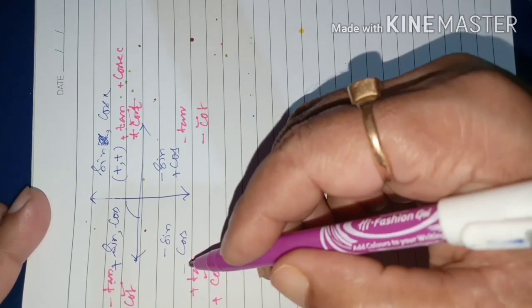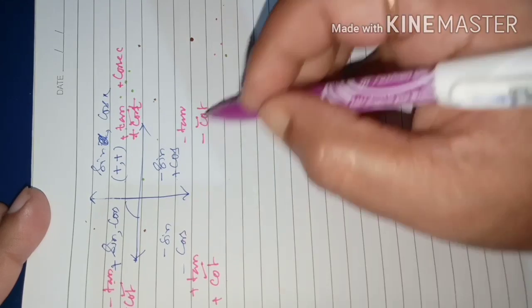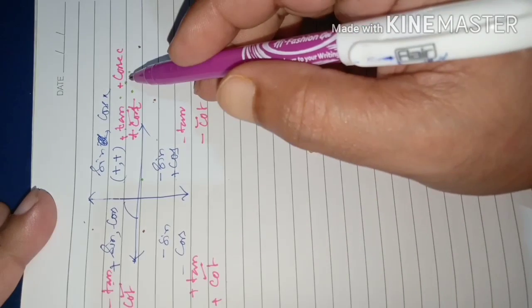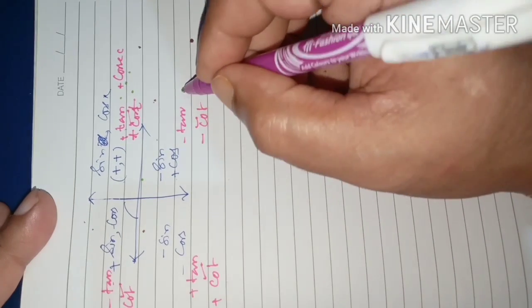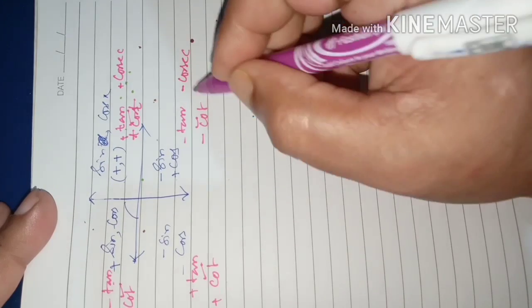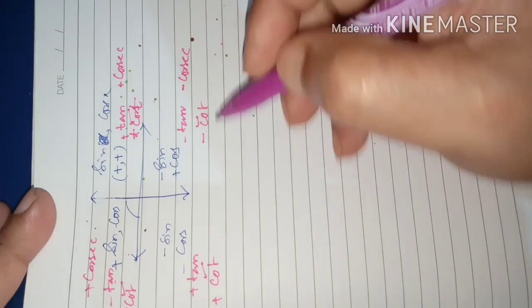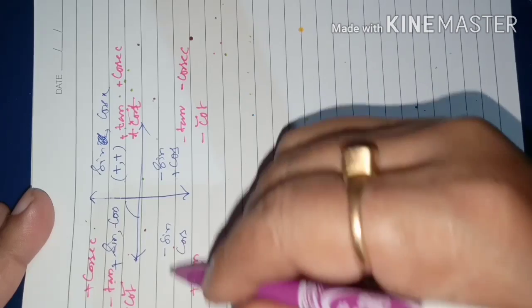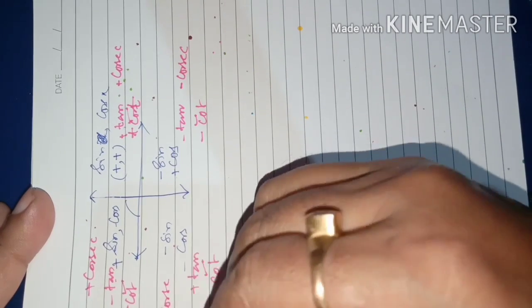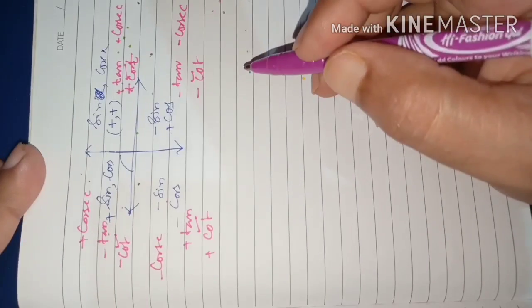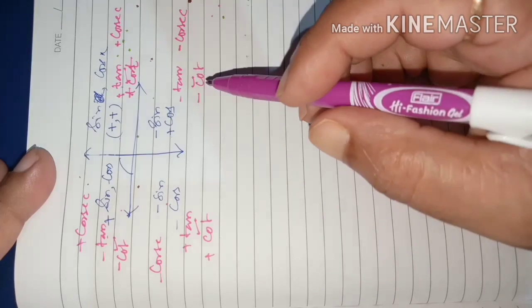because cosec is negative here. Cosec is dependent on sine. Since sine is negative, cosec will be negative. Sine is positive here, so cosec will also be positive here. Then cosec will be negative here again, because sine is negative here. So you can remember the signs of different functions in the four quadrants like this.